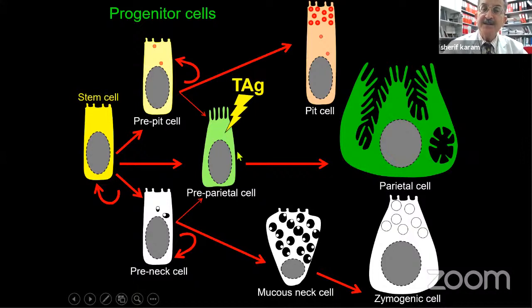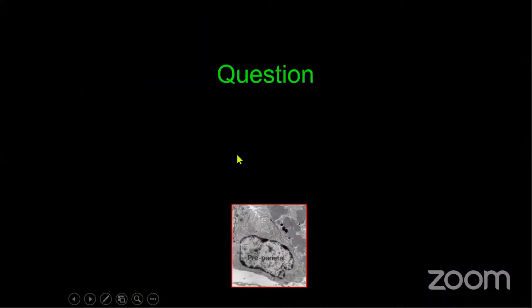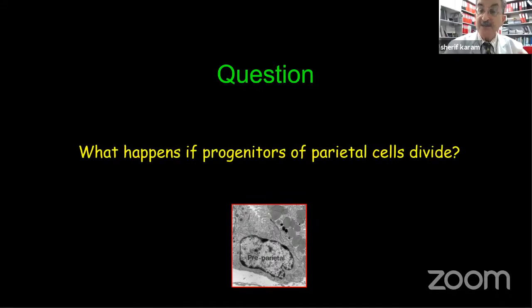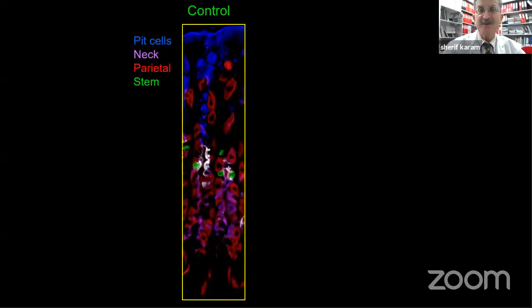So proliferation of these cells was a question that we raised: what will happen to these progenitors and to the mature parietal cells if the progenitors were induced to proliferate? Are we going to have plenty of parietal cells? This did not happen. Let me show you now what happened.